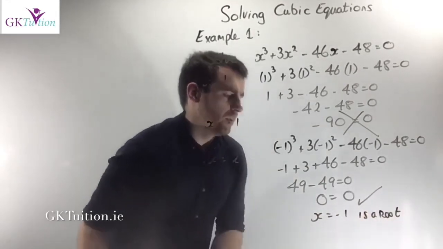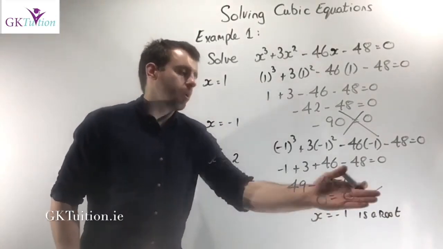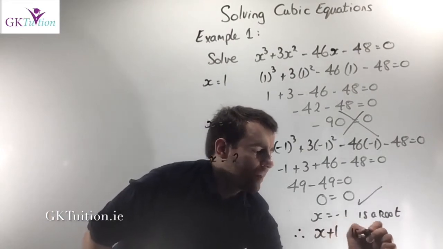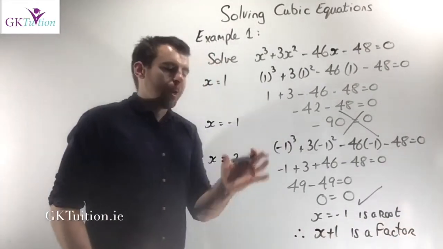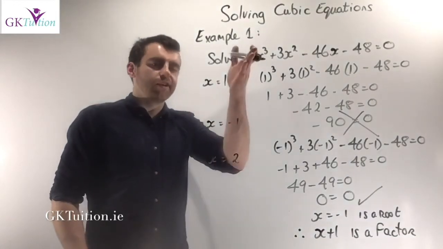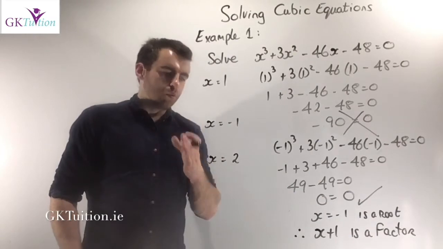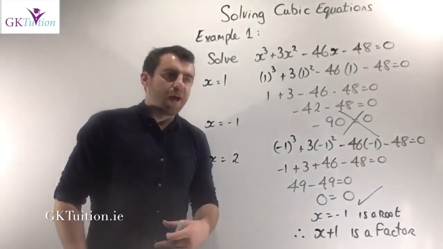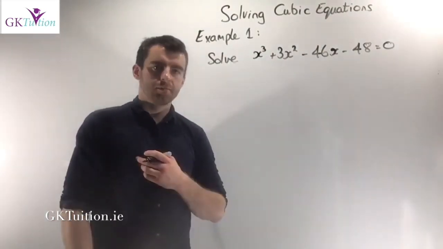Remember from previous videos that if you have a root, you can come up with a factor. If x equals minus 1 is a root, I can now conclude that x plus 1 is a factor. Once I have one of the factors of my cubic, it is relatively straightforward now for us to find the other factors and ultimately then the other roots. So one of the roots I've identified is x equals minus 1. Let's discuss now how I would work from there using x plus 1 as a factor.